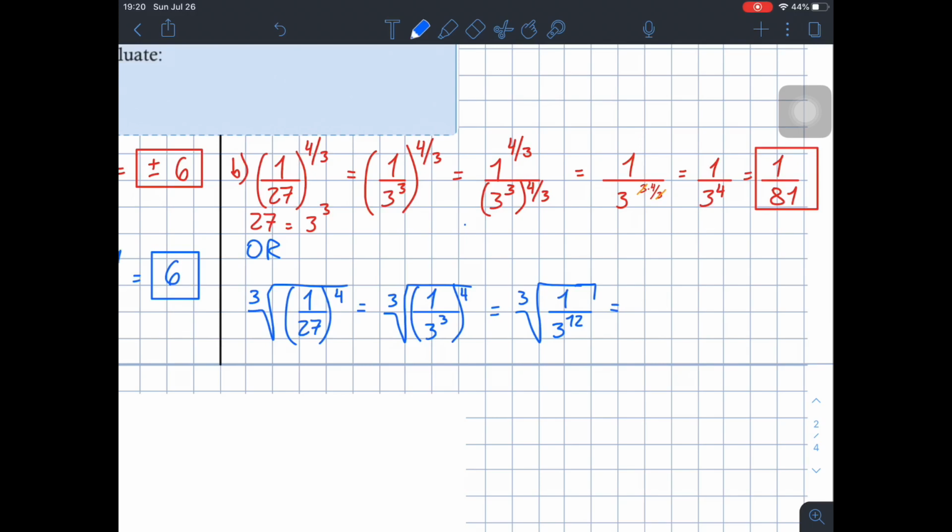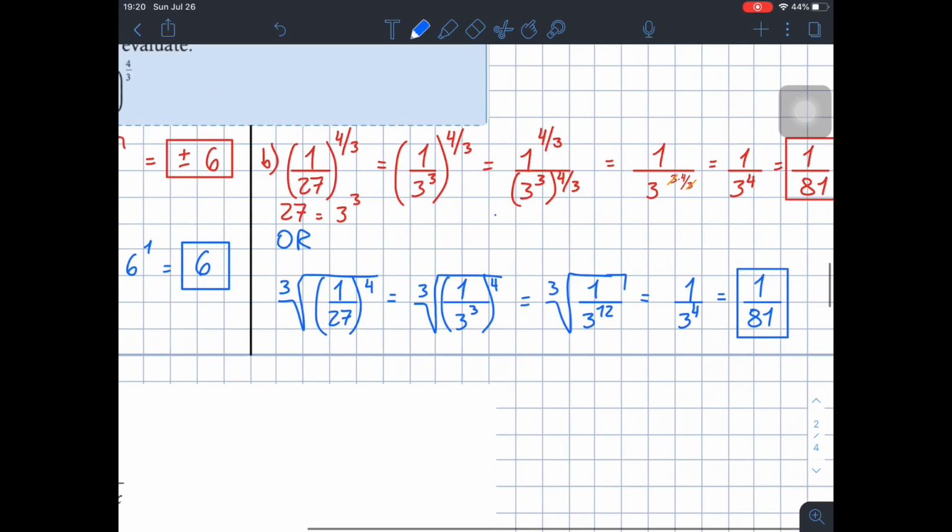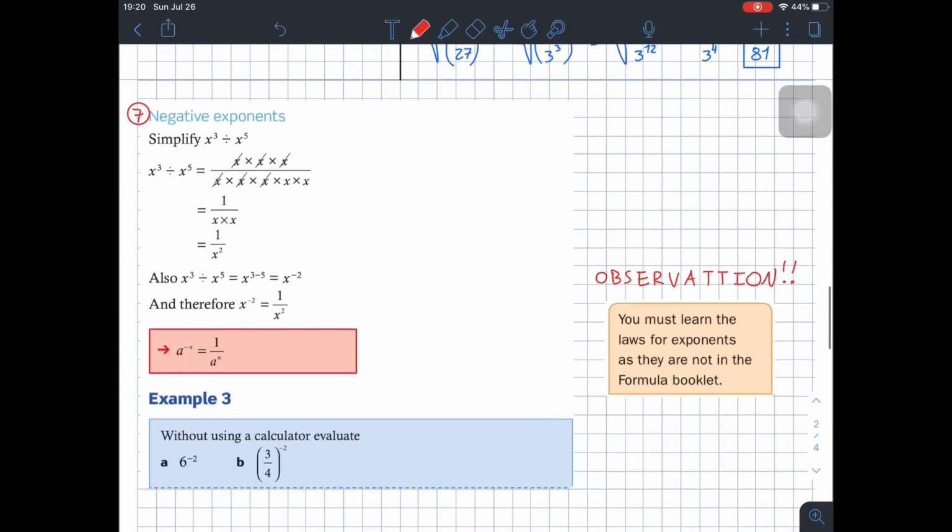So this is 1 over 3 to the fourth power. And 3 to the fourth power is 81. So this is 1 over 81. So you see that we get exactly the same result. This is another way of solving this. Okay, let's move on to another property, another law, which is negative exponents.